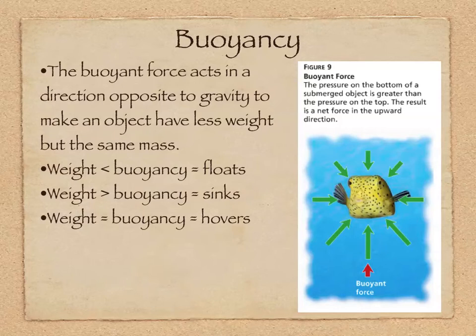Okay? The pressure on the bottom of a submerged object is greater than the pressure on the top if that object is floating. Actually, if it's hovering, they're equal. And the result is a net force in the upward direction. Okay? And that object will begin to float. And this is the basic principle that pretty much every ship, especially submarines, is based on.